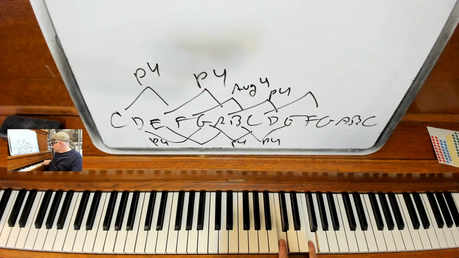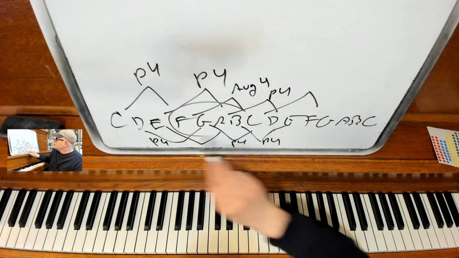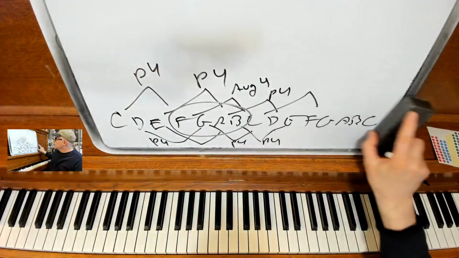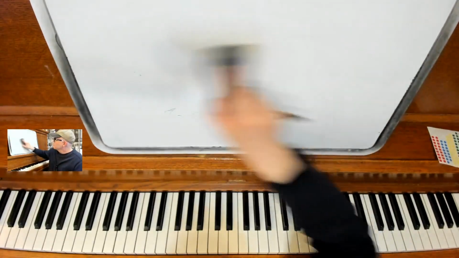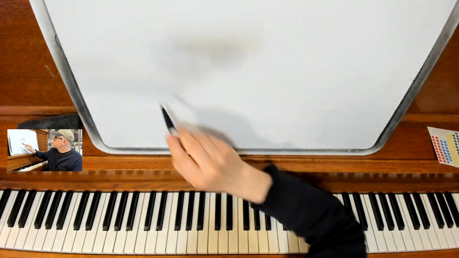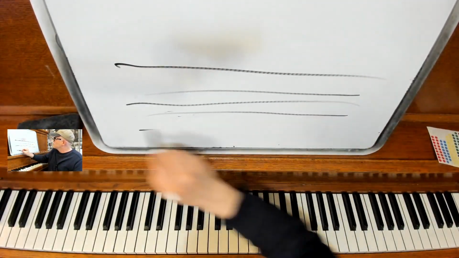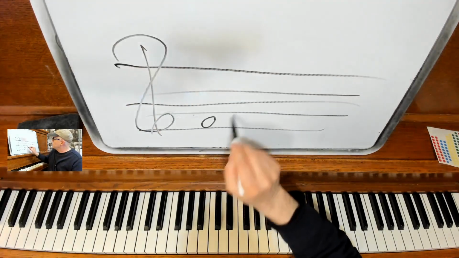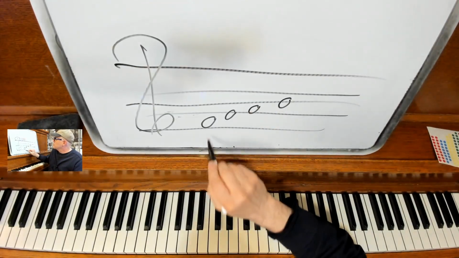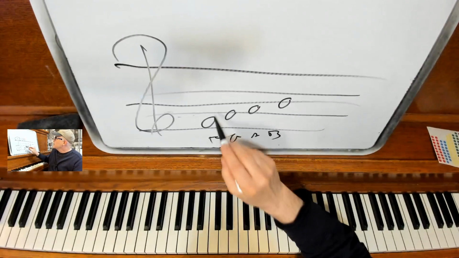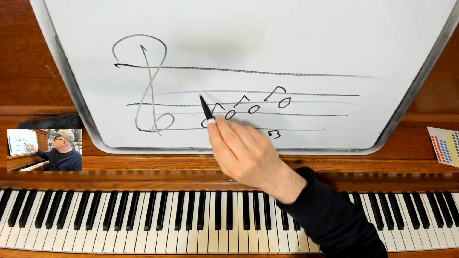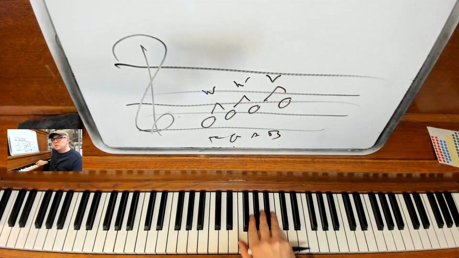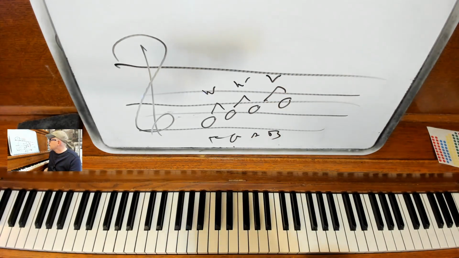All right. Let's kind of isolate that for a minute. F, G, A, B. F, G, A, B natural. All of these are equidistant. They're all whole steps.